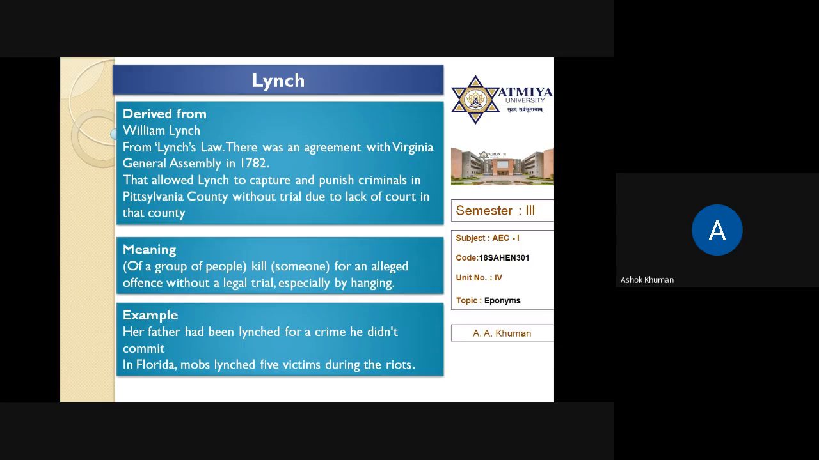It means to kill a criminal or whoever is guilty, culpable. If he is guilty of something, then he should be sent to the judiciary system. But neglecting the judiciary system, you give punishment without it. It is called lynching.